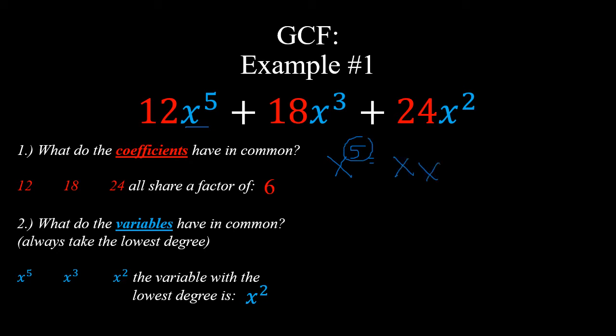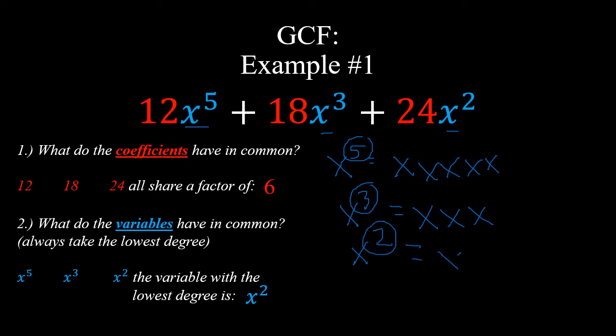1, 2, 3, 4, 5. In our second term, we have x cubed, which means we're multiplying 3 copies of x. 1, 2, 3. And in our last term, we have x squared, which means we're multiplying 2 copies of x. 1, 2. We want the greatest amount that they have in common, right? It sounds kind of counterintuitive to say take the lowest degree when we want the greatest that they have in common. But the key here is to really think about the fact that they have to have them in common, okay? Which means that they all have to share that amount.